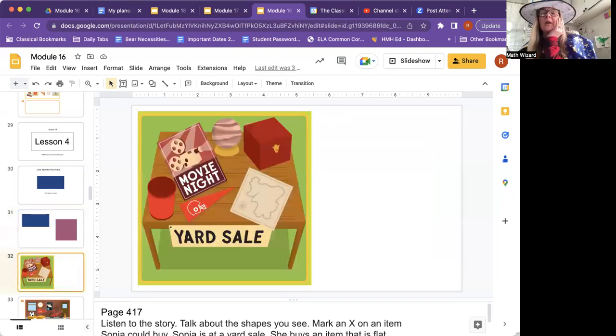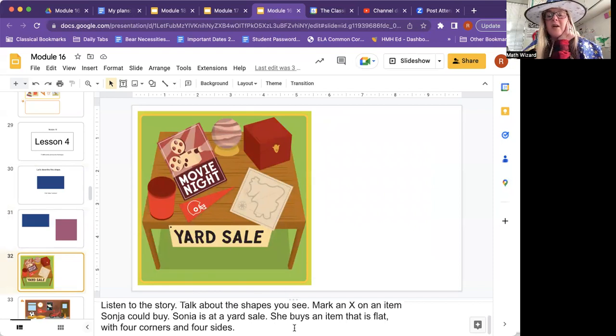All right, you're on page 417. That's 417 in your book. Listen to the story. Talk about the shapes you see. Mark an X on an item Sonia could buy. Sonia is at a yard sale. She buys an item that is flat with 4 corners and 4 sides. Which of these items could she buy?